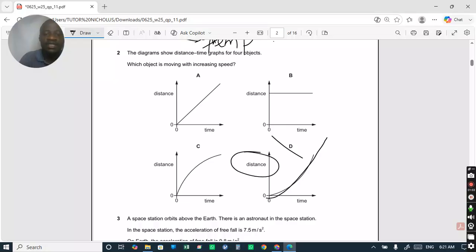Remember, when we talk about distance and time, the remaining aspect is speed. So speed will become the gradient in a distance-time graph. In a speed-time graph, again, the acceleration becomes the gradient.